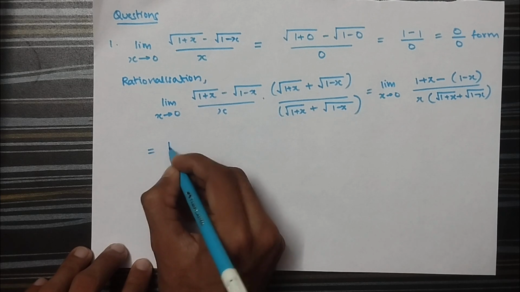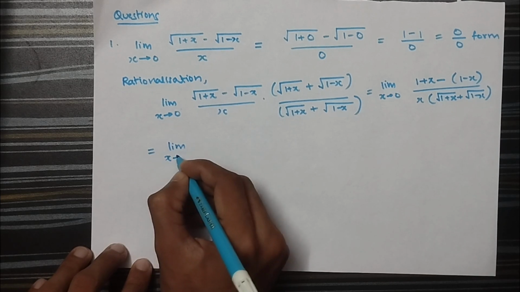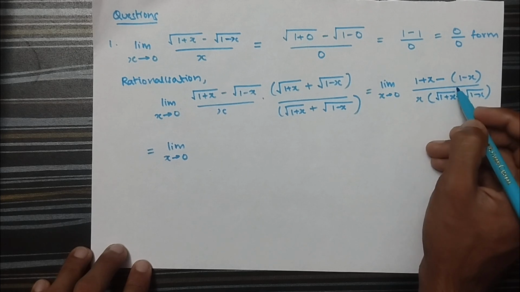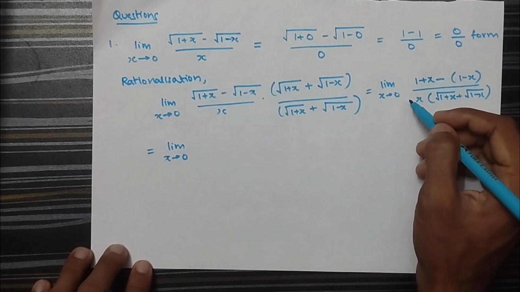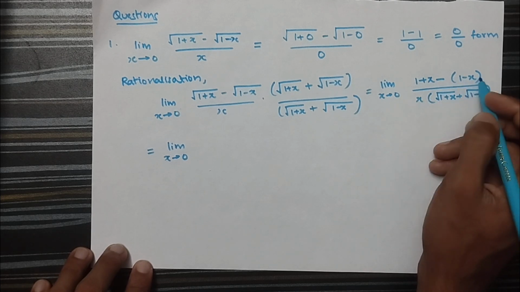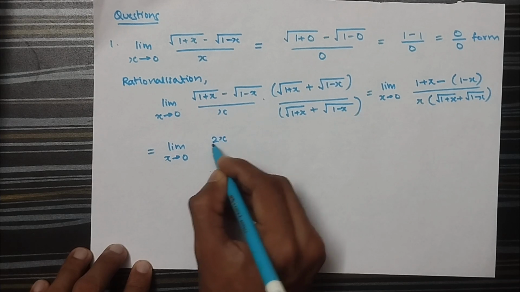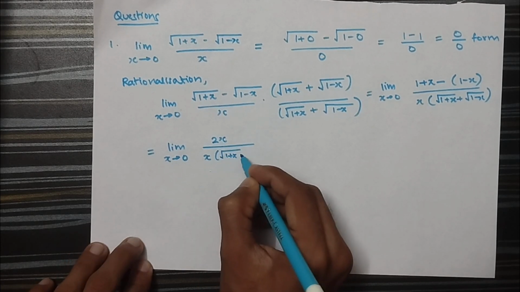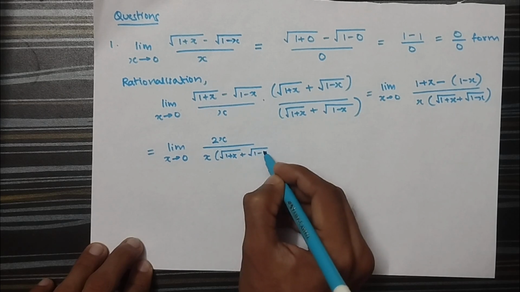which is equal to limit x tends to 0. Opening this, we get 1 plus x minus 1 plus x. Minus 1 and plus 1 will get cancelled. x plus x is 2x. So 2x divided by x times root of 1 plus x plus root of 1 minus x.